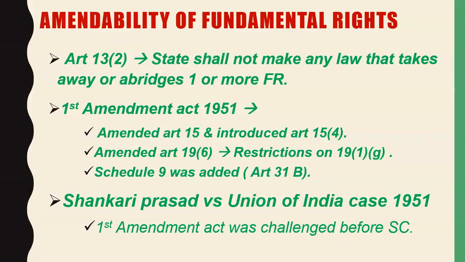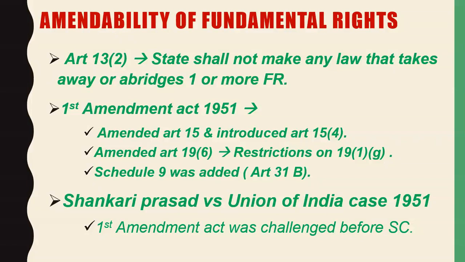Now friends, what else happened in the First Amendment Act? Schedule 9 was added to the Constitution of India. And what is Schedule 9? For the laws which are included in Schedule 9, the judiciary, meaning the Supreme Court, has no power to do judicial review of these laws. So this was also against the spirit of Article 13 clause 2. So what happened then?